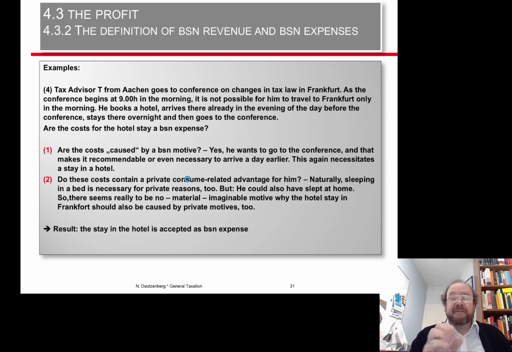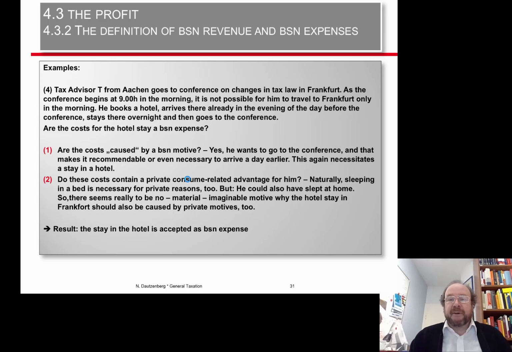And now he wants to get informed about the details firsthand from the experts who are near to the ministry and goes to a conference in tax law in Frankfurt. The conference begins at 9 o'clock and will last the whole day, so it's not possible to wake up in the morning, leave the house, take a car, run to Frankfurt, and then arrive there in time. It doesn't work.